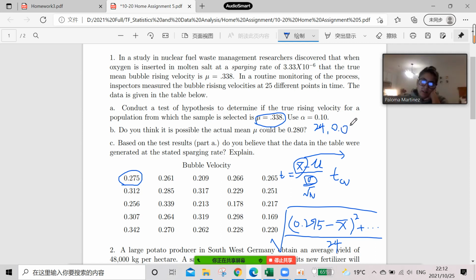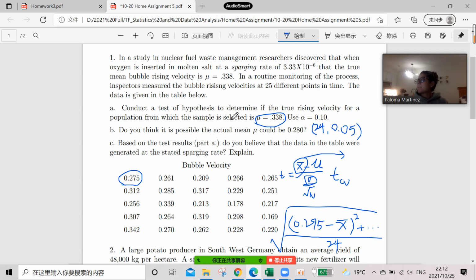How do you tell the difference when you're reading a question if it's a one-tail or a two-tail test? Okay, so that is the difference between the two questions in this home assignment. It has something to do with your null hypothesis and alternative hypothesis, right? In this case, my null hypothesis would be mu equals 0.338. That's something I want to reject, right?